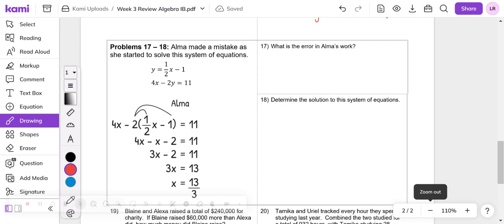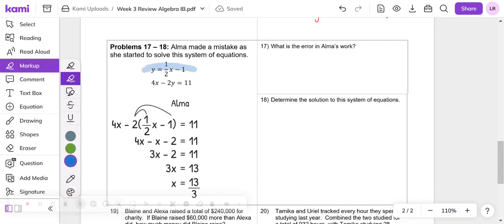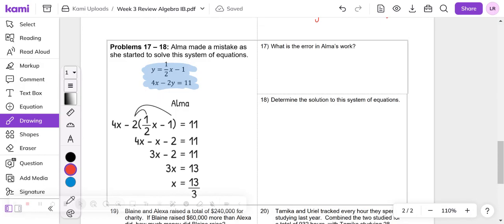Hey, we are finishing up with the rest of the week 3 assignment answer help, and this is problem 17 to 20. So 17 to 18 asks us, it says, Alma made a mistake as she started to solve this system of equations. And it gives us this wonderful system of equations right here. And then it shows Alma's work. Okay? So the first thing we're trying to figure out is what is the error in Alma's work.